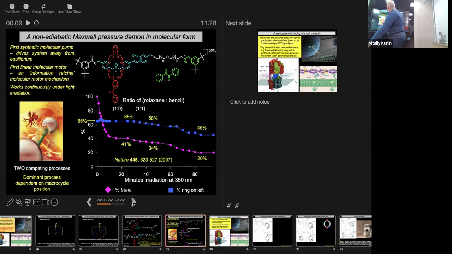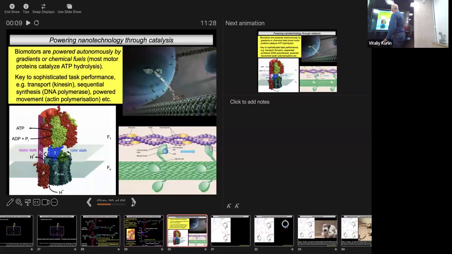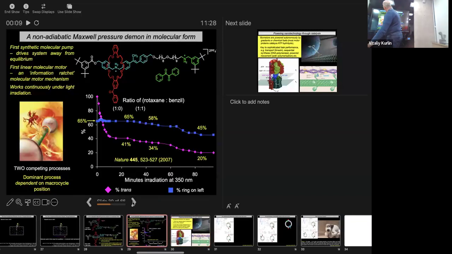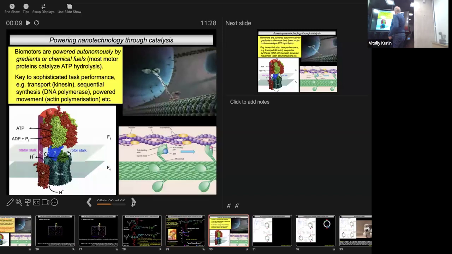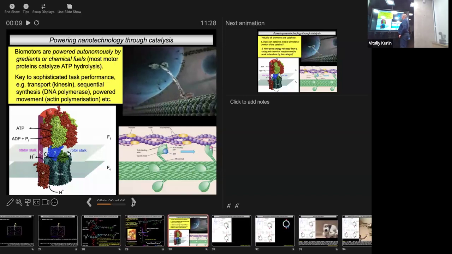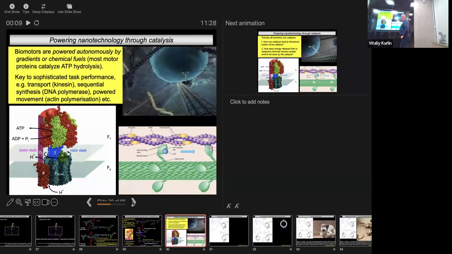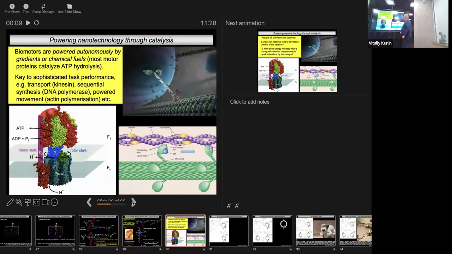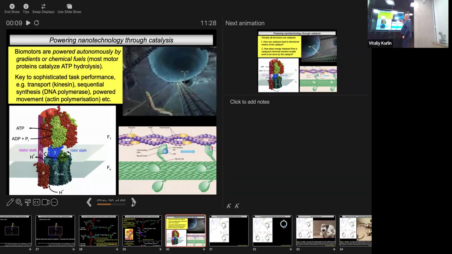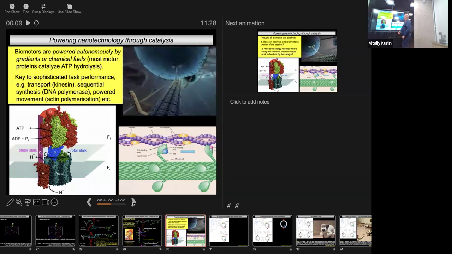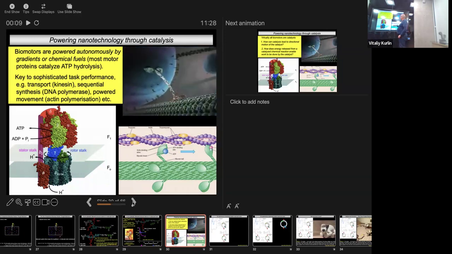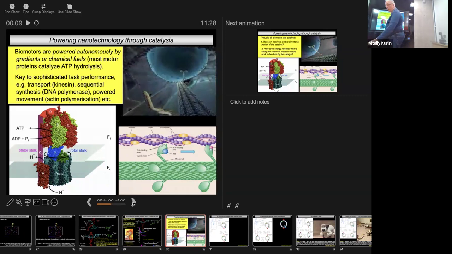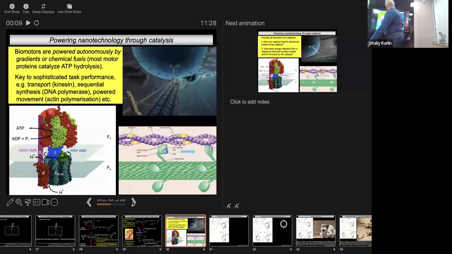However, this is still not how biology works, because this system works with light. That's not how biology works. It's working through catalysis. And even though Nobel Prizes have been given for the structures of motor proteins, because these structures are so complicated, people really didn't understand how catalysis can allow you to harvest energy, so that the transduced energy drives systems away from equilibrium.